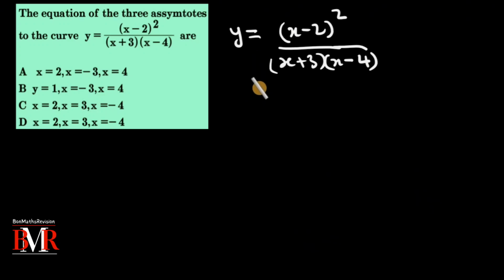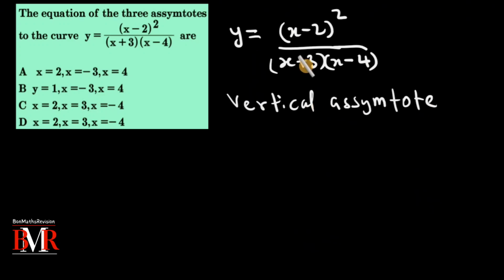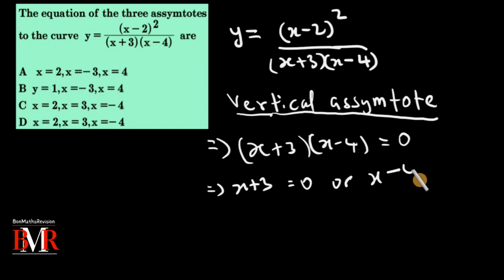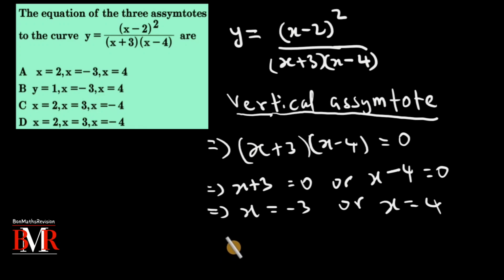Now to get the vertical asymptotes of this curve, we need to set the denominator equal to 0. That is (x plus 3) into (x minus 4) equals 0. This means x plus 3 equals 0 or x minus 4 equals 0. That is, x equals minus 3 or x equals 4. That means the vertical asymptotes are x equals minus 3 and x equals 4.